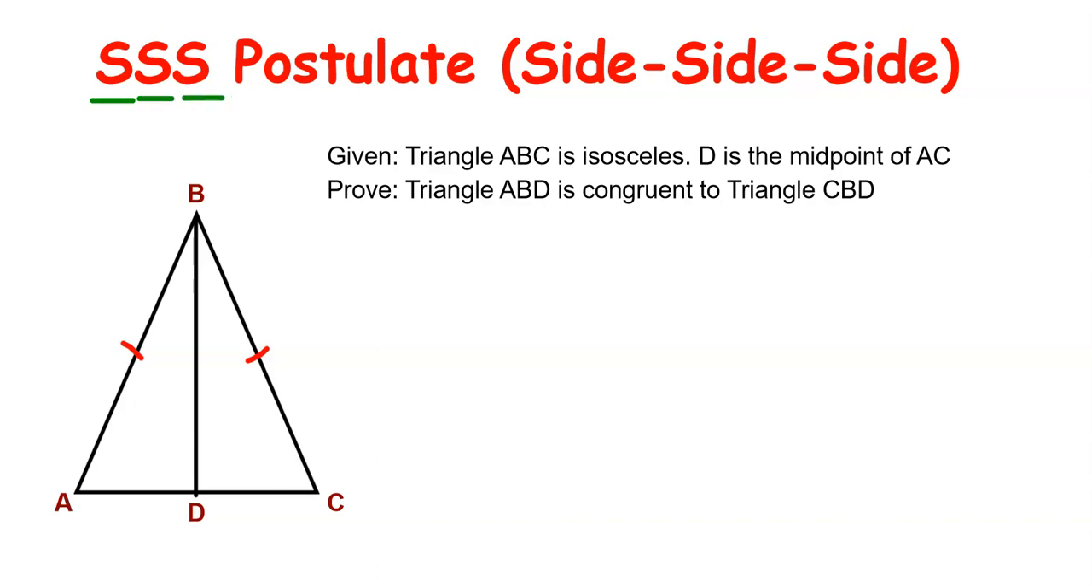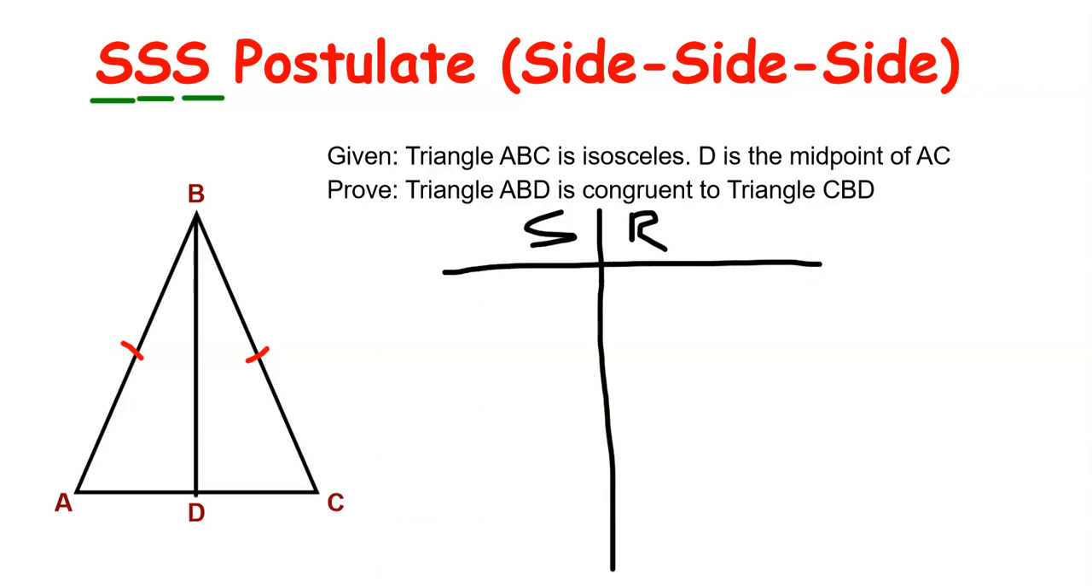So here, if we're given that triangle ABC is isosceles and that D is the midpoint of AC, we can prove that triangle ABD is congruent to triangle CBD. So how are we going to do that? Well, let's split into our statement and reason columns here. What we are given is that triangle ABC is isosceles and D is the midpoint of AC. To save space, I'm not going to put that in the proof, but you would give exactly that there.